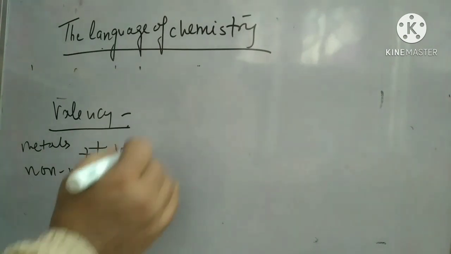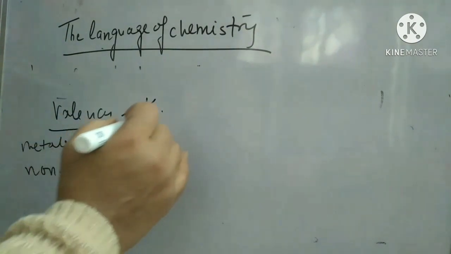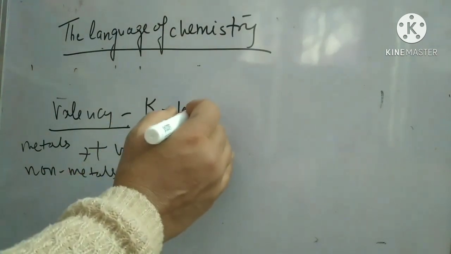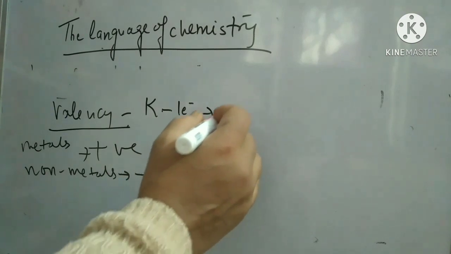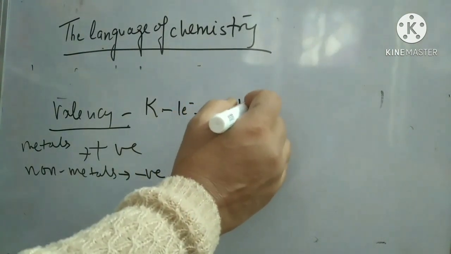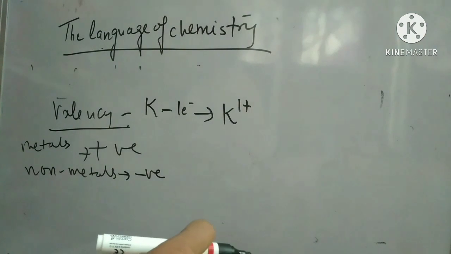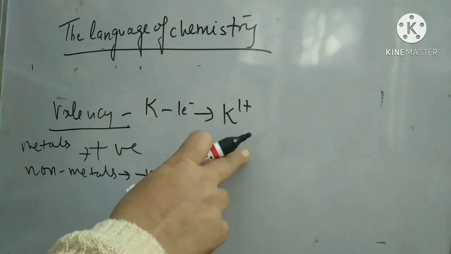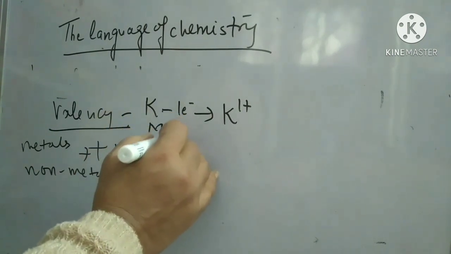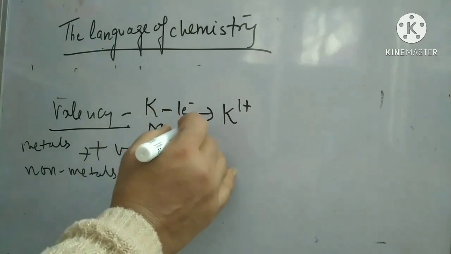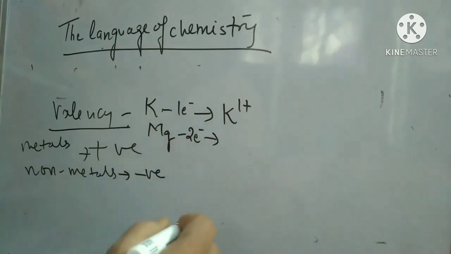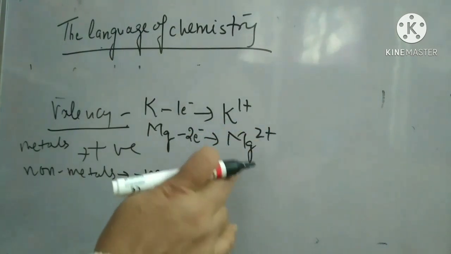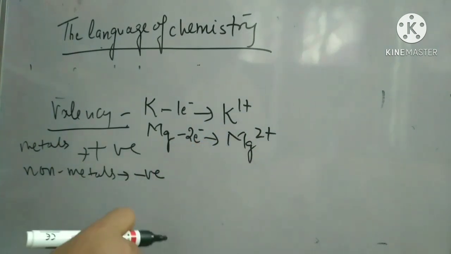Like potassium, it has one extra electron in its outermost shell. So, in order to become stable, it loses its one electron and becomes positively charged. Its valency is 1, so they are known as univalent. Now magnesium has 2 extra electrons in its outermost shell, so it has the valency 2 plus, which we call divalent elements.